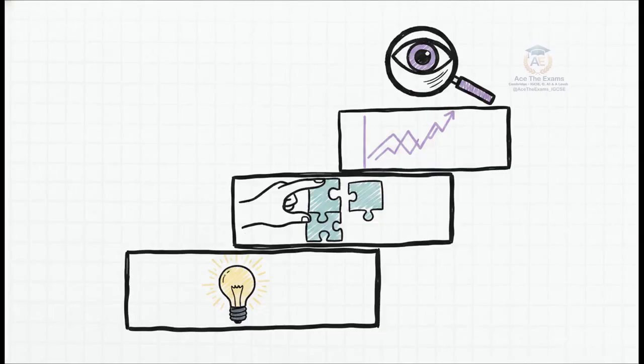So how do we build that interconnected web? The theoretical architecture of this exam actually rests on 3 distinct cognitive domains: knowledge and understanding, application, and analysis. Let's break that down.